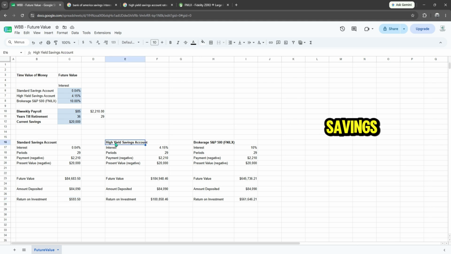Now, high yield savings account, I've heard arguments for this too. I mean, great, jump all forward. It's definitely a lot better than $593. It's $100,000. So that's at least decently helpful.